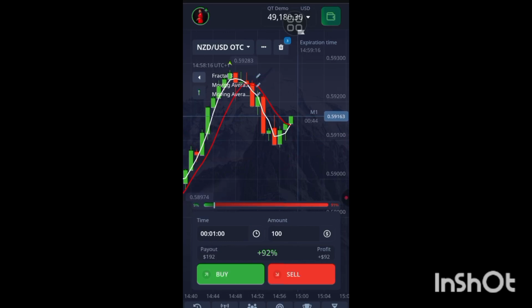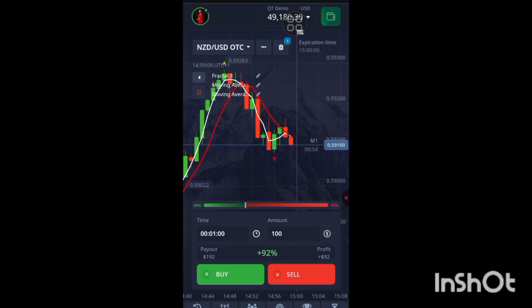Okay, the white line is about to cross. Let's see if fractal will give its signal. We'll have to wait for this candle to finish. No, it tilted downwards, so it means it's not going up. Even though there was a fractal, the crossing did not happen very well. So please make sure you're careful.